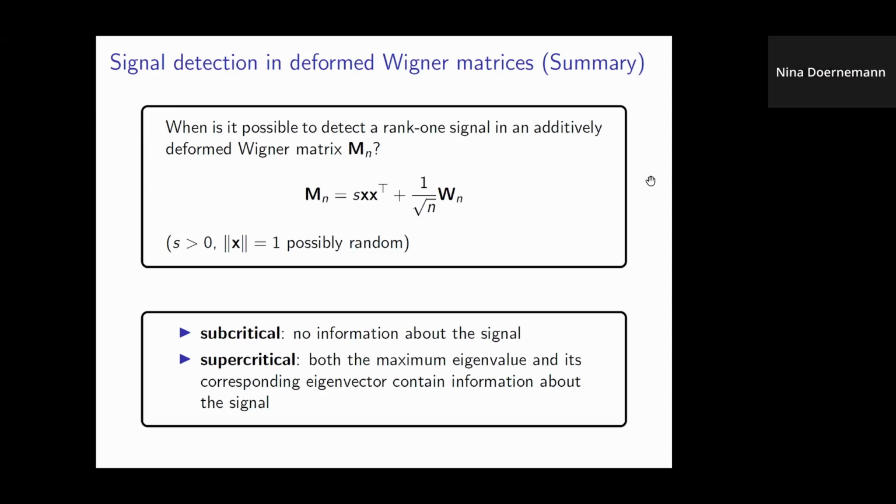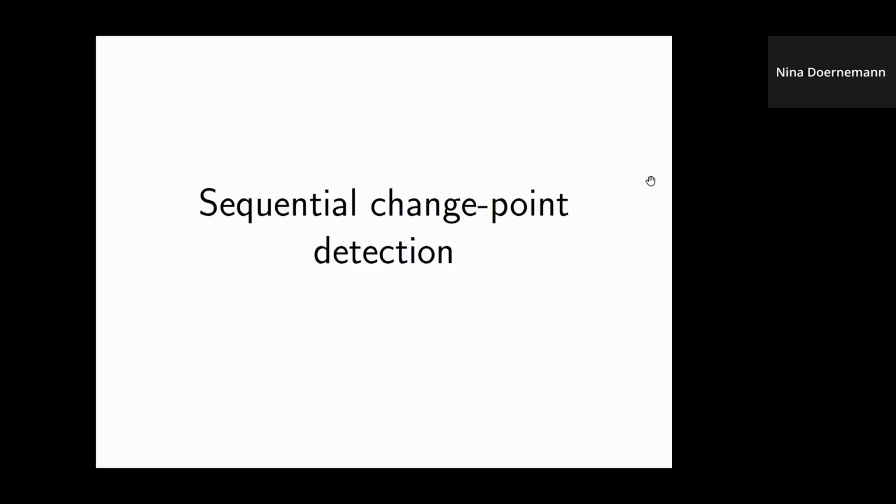So you have a Wigner matrix, and you ask this type of question. But actually, if you think back to the beginning of the talk, I told you that we want to consider a time series of Wigner matrices. So later on, we will have a stream of data, and each data point will be a deformed Wigner matrix.